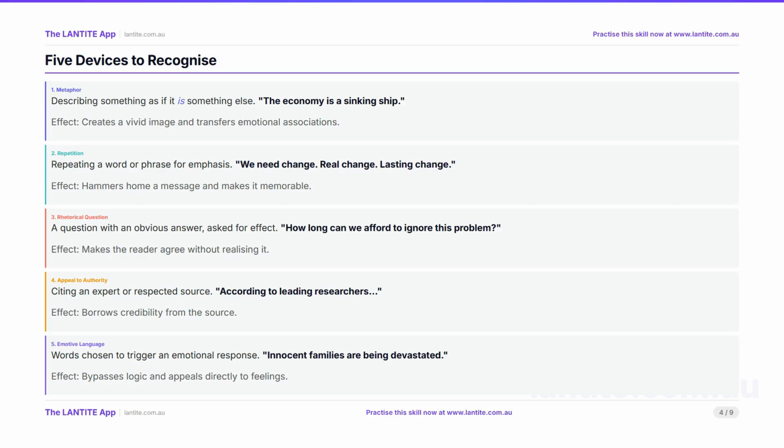Third, rhetorical questions. A question with an obvious answer asked for effect. How long can we afford to ignore this problem? The writer is not really asking. They are making you agree that we cannot afford to ignore it. Fourth, appeal to authority. Citing an expert or respected source to borrow their credibility. And fifth, emotive language. Words deliberately chosen to trigger an emotional response, bypassing logic and going straight to feelings.